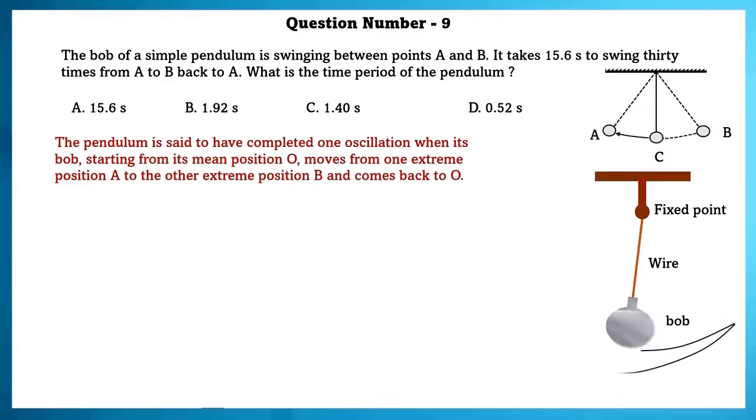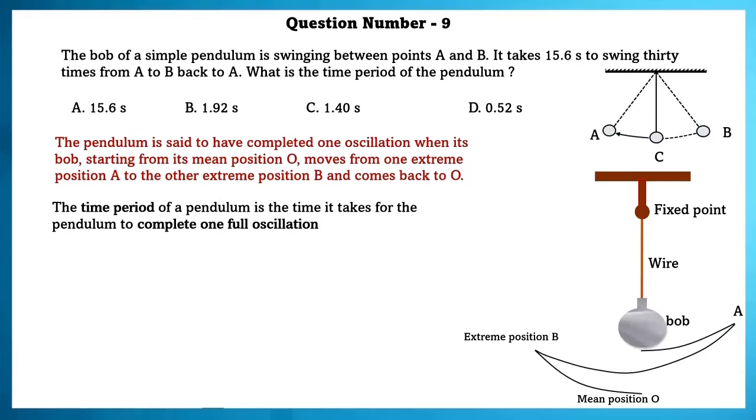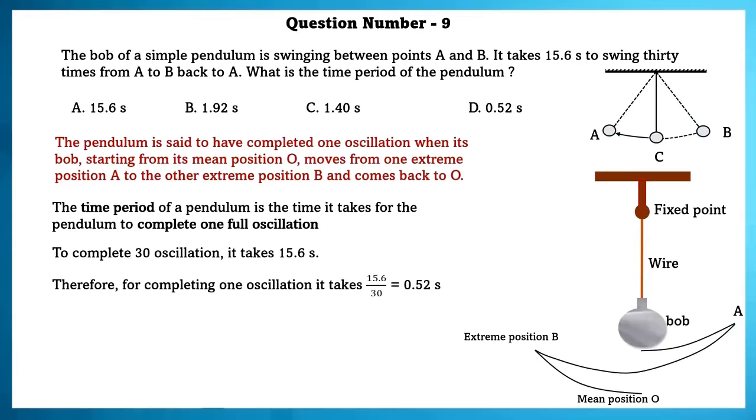The pendulum is said to have completed one oscillation when its bob, starting from its mean position O, moves from one extreme position A to the other extreme position B and comes back to O. The time period of pendulum is the time taken for the pendulum to complete one full oscillation. To complete 30 oscillations, it takes 15.6 seconds. Therefore, for completing one oscillation, it takes 15.6 by 30, which is equal to 0.52 seconds.